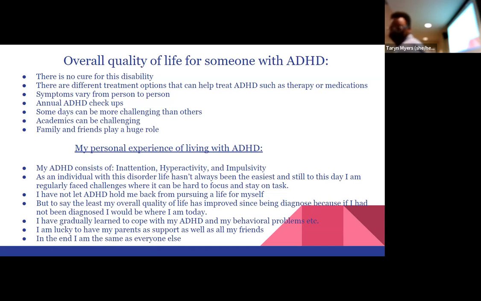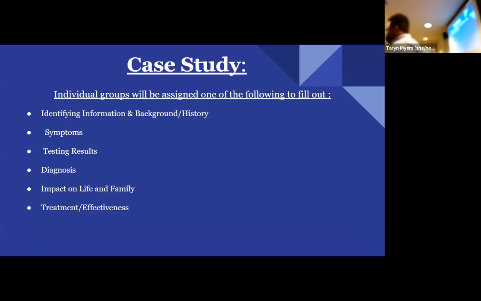And then we're going to do a case study similar to what the connection group did. I thought what they did was really cool, a case study they made themselves. So I actually did a case study about myself. So we're going to have groups. One group can be the identity, information, and background. Another can be history, test results, and then diagnosis, and then impact on family and life, and then treatment.